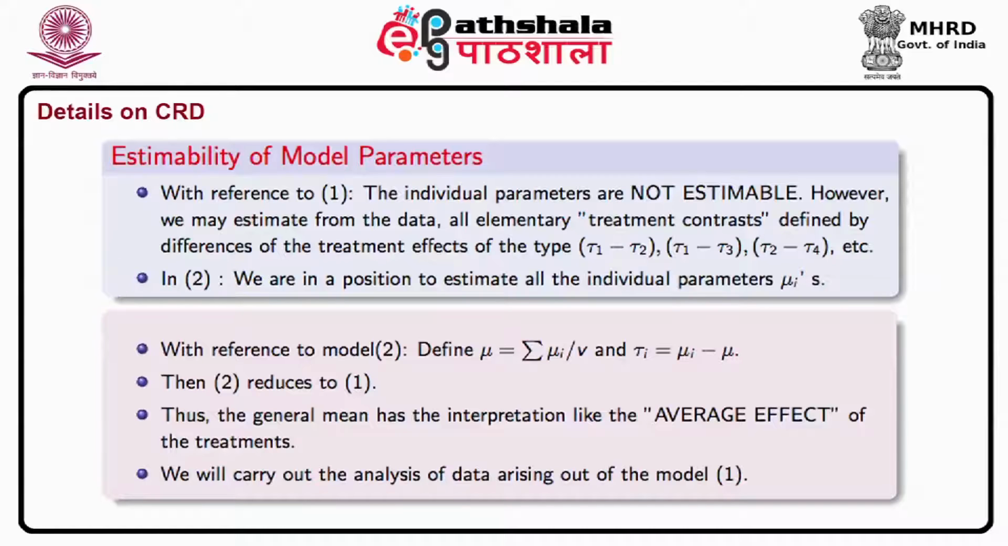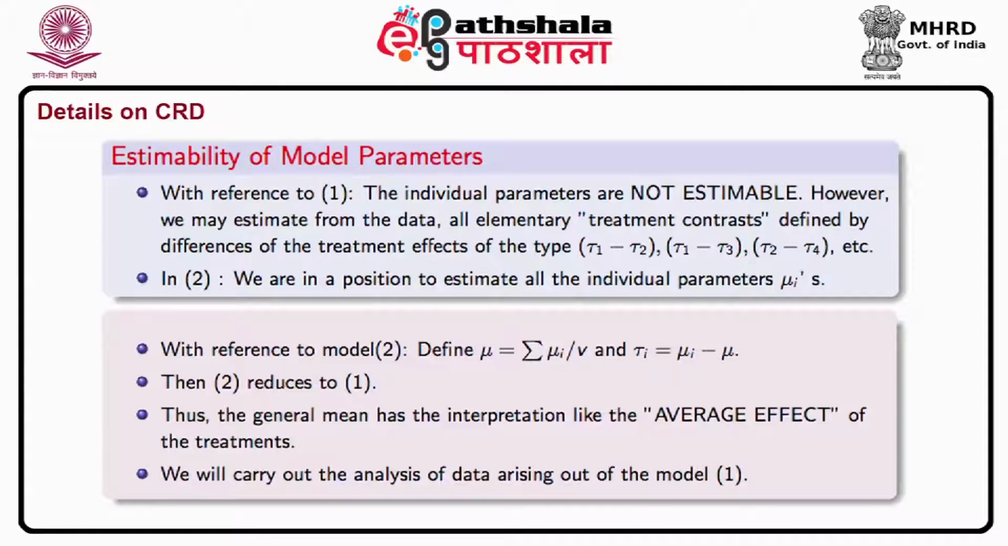That's why you should note carefully that the notations are made different so that there is no confusion. One is mu plus tau i, the other is simply mu i. Mu i is the effect of the treatment i. And mu plus tau i is the extra effect beyond the general mean mu. That is how we separate out the interpretations.